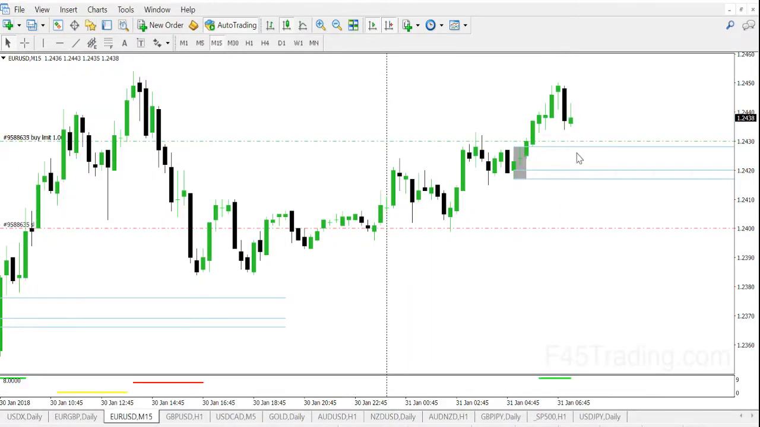And I don't think I got it on this demo yet. No, we're still about 8 pips. What was the low of this candle? 124. I was 4 pips off.